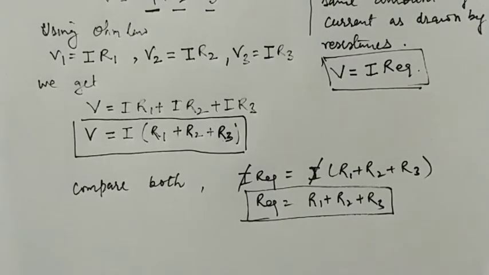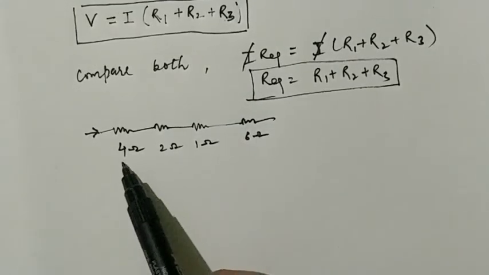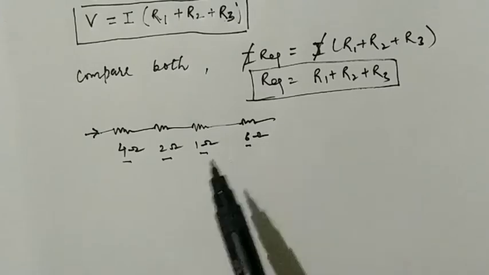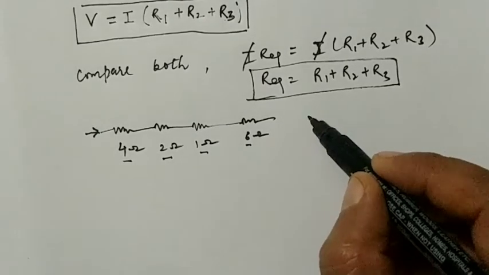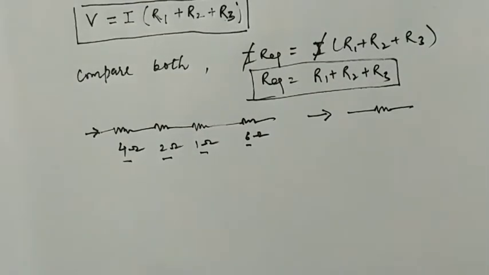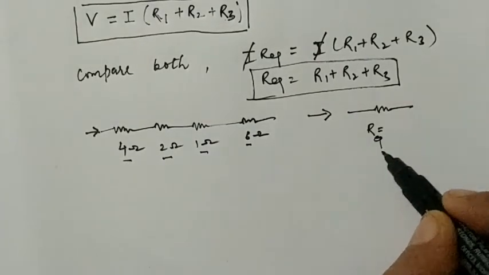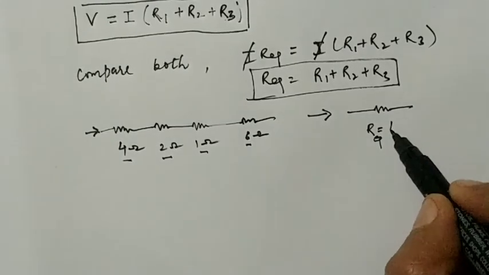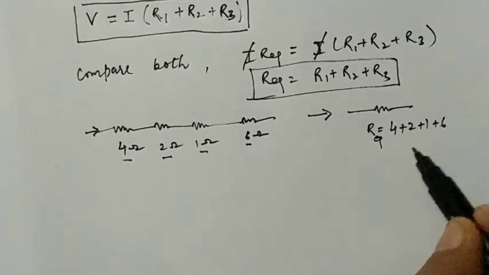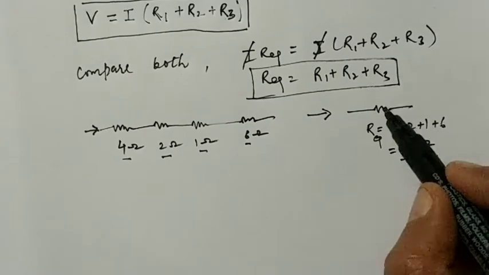Whenever we calculate the equivalent resistance in series combination, we just add the individual resistances. Suppose we have 4 resistances in series combination, and the resistances are 4, 2, 1 and 6 ohm. I want to find the equivalent resistance, meaning I want to replace these 4 resistances by a single resistance. So R equivalent will be the sum of individual resistances, that is 4 plus 2 plus 1 plus 6. So it is 6, 12, 13 ohm. So the total resistance of this combination is 13 ohm.